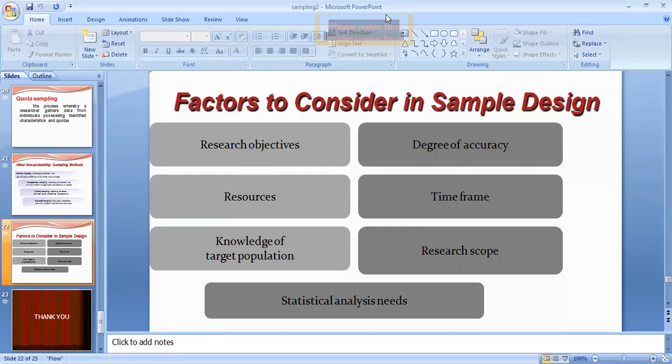Sampling methods: non-probability sampling method and probability sampling method. We have seen this. Now there are different types of sampling. Simple random sampling we have also seen in our first slides. Simple random samples have merits and demerits also. Systematic sampling and stratified sampling we also saw in our previous slide.